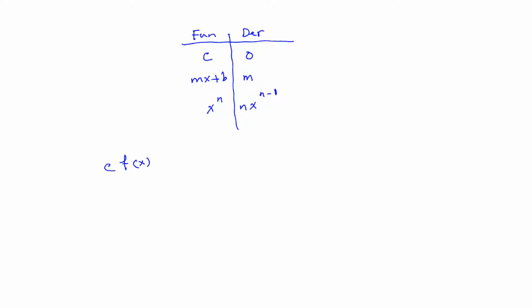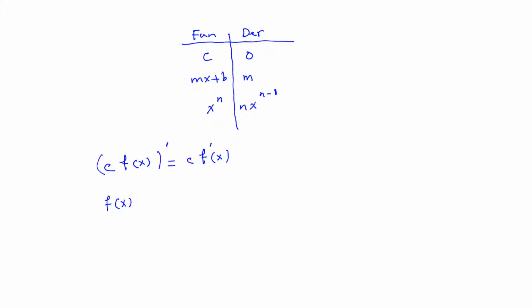To summarize this, we learned derivative of a constant function is 0. Derivative of mx plus b is m, and derivative of x^n is n x^(n-1). Using first principle, we can prove derivative of a constant times a function is constant times derivative of the function.